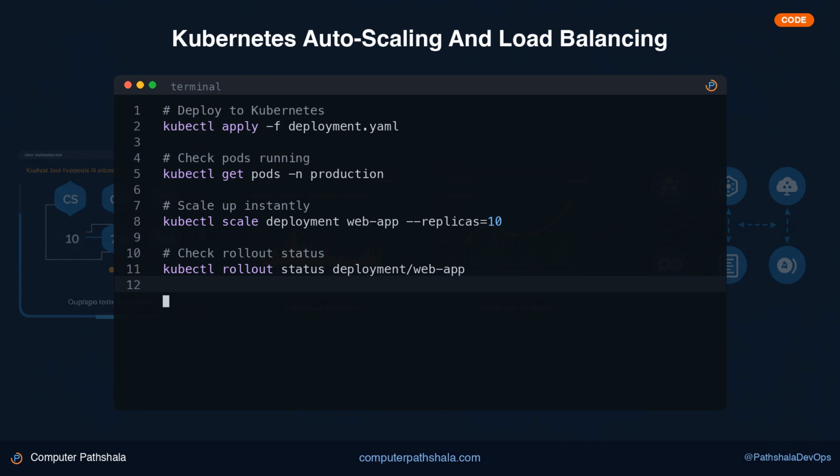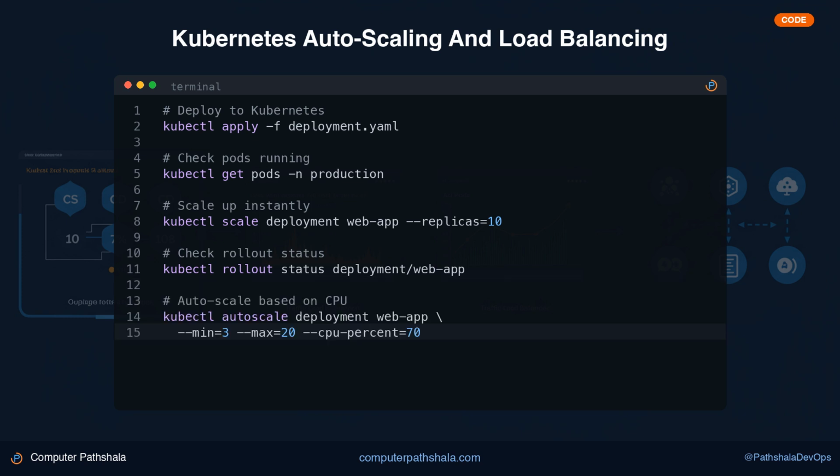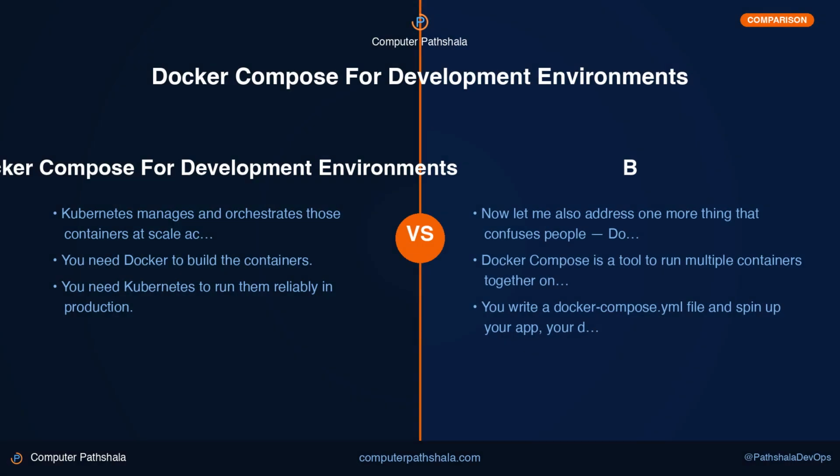Point number 3, the real-world mental model you need. Here's how I want you to think about this. Docker is a tool for developers. Kubernetes is a platform for operations in production. When you are a developer, you care about Docker. You write your Dockerfile, you build your image, you test it locally. You push the image to a registry like Docker Hub or AWS ECR. Your job as a developer is basically done at that point.